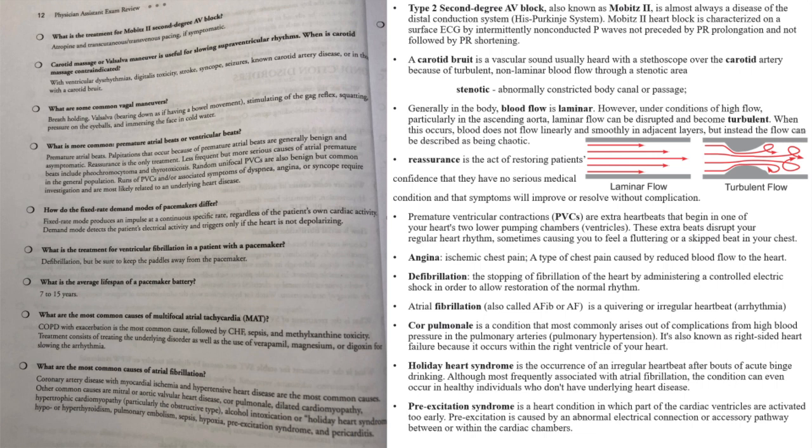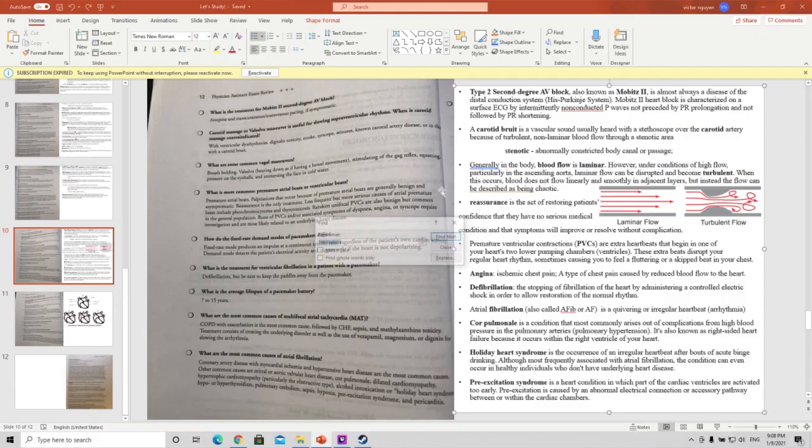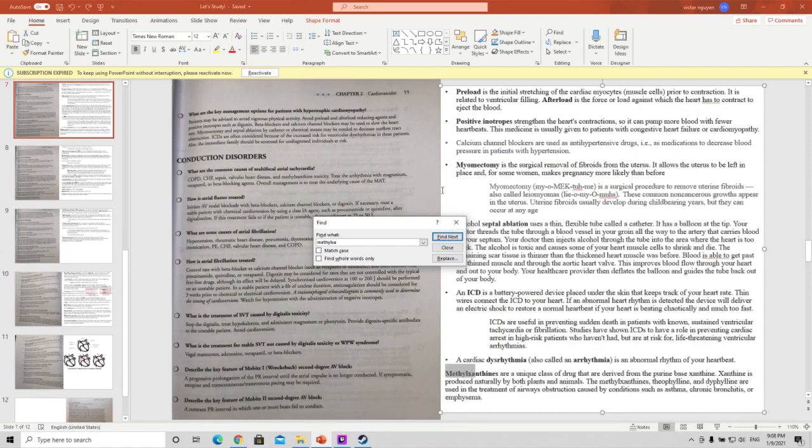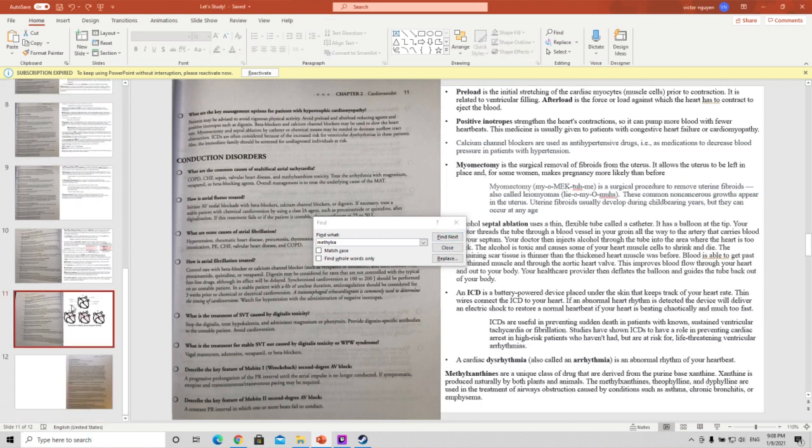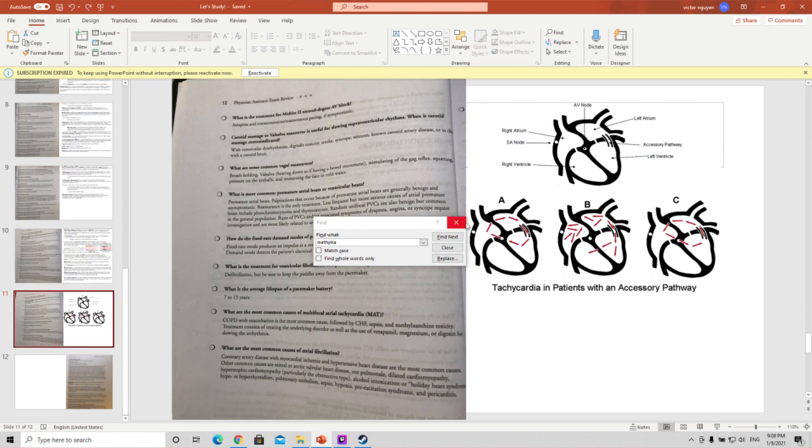What are the most common causes of multifocal atrial tachycardia? Chronic obstructive pulmonary disorder, exacerbation is the most common cause. Methylxanthine toxicity, treatment of airway obstruction. Oh, it's for asthma. Okay, I gotta remember it's for asthma.